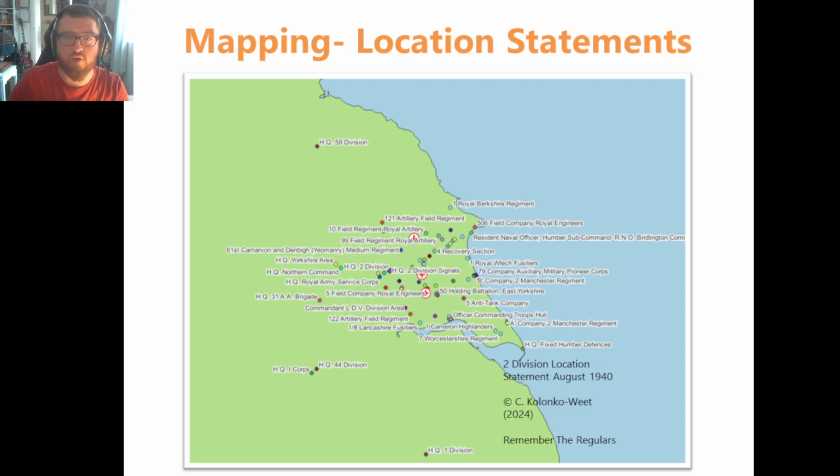So this is just one location statement for the 2nd Division from August 1940. You can see there's a lot going on, and it helps to quickly dispel this myth that the units were deployed piecemeal, in thin lines. They weren't. This is an entire division which was deployed throughout the county of East Yorkshire. So again, this is something I'll be doing for the Thetford and Norfolk defences as well.